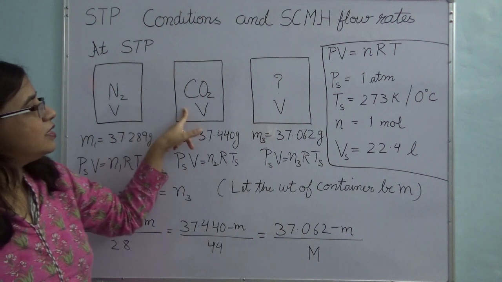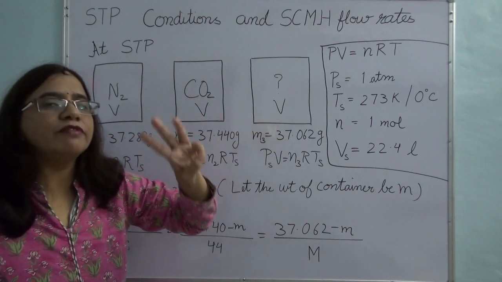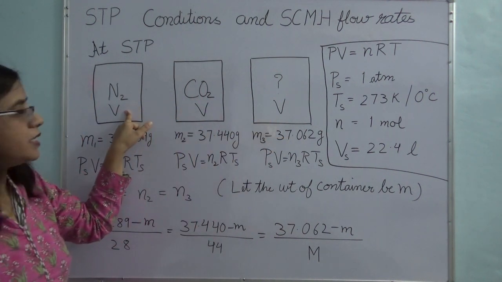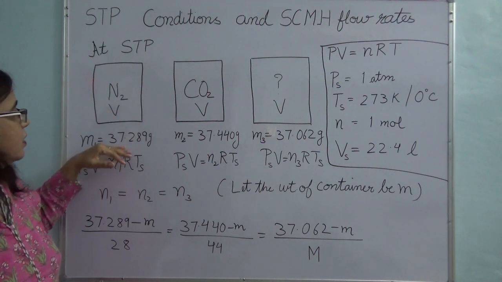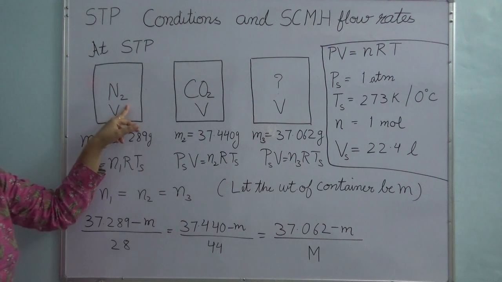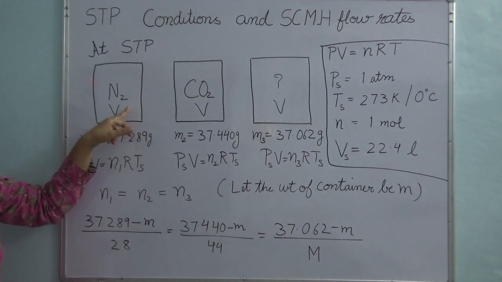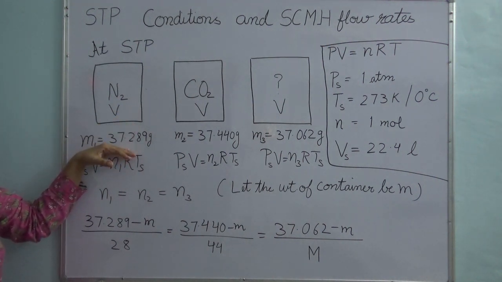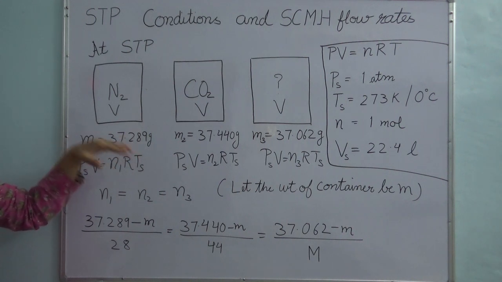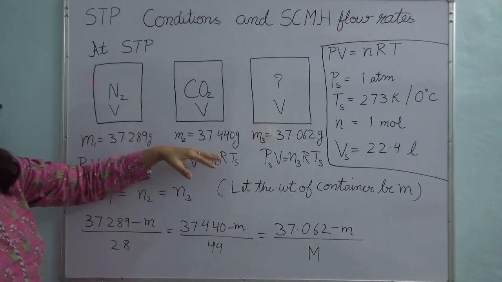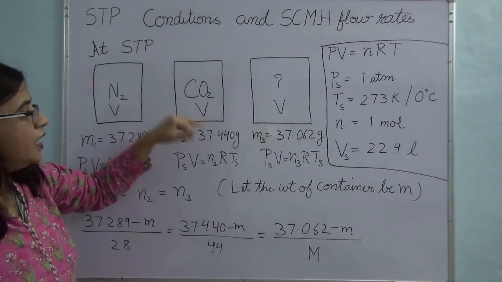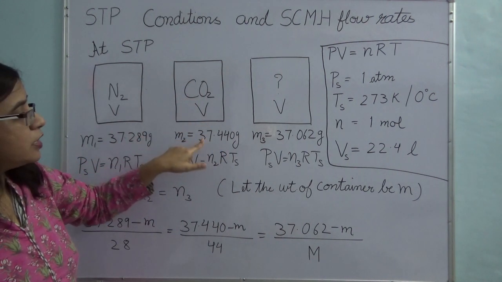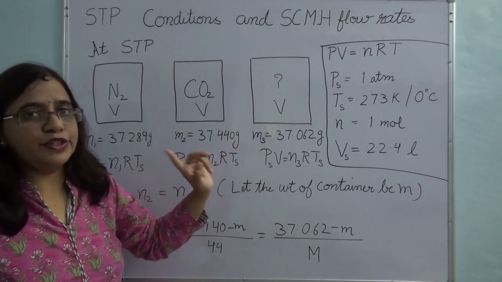I have a container which is a rigid container, so its volume is fixed. These are 3 conditions. I don't have 3 containers, it is 1 container. First of all, I am filling it with nitrogen and weighing. So I find that once I fill this container with nitrogen, its weight is 37.289 grams. Then next I fill this same container with carbon dioxide and measure its weight. Its weight is found to be 37.440 gram.